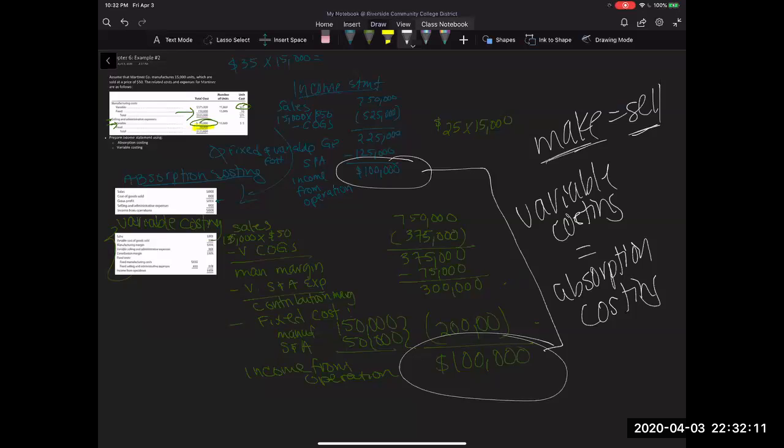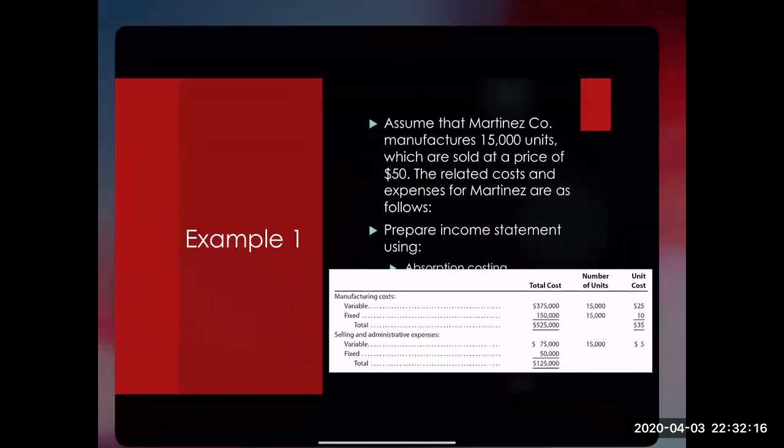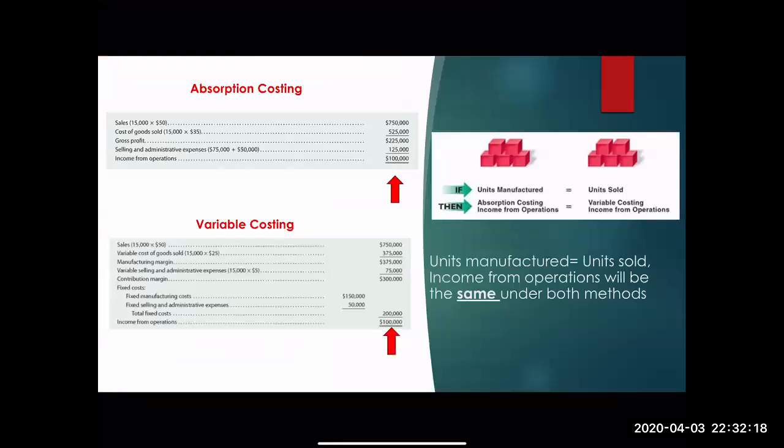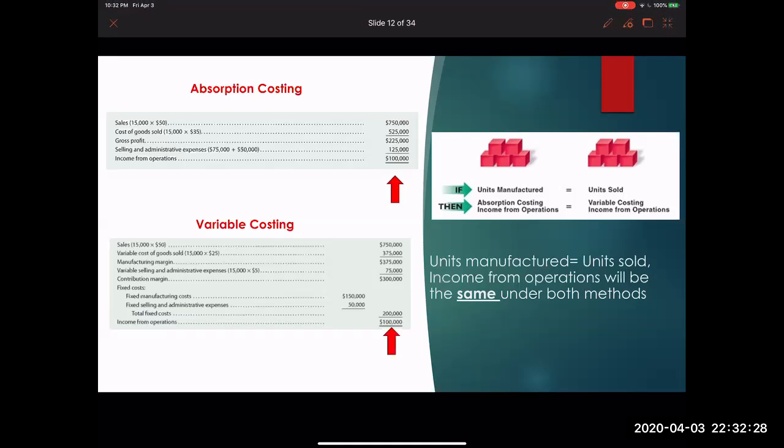Okay, so I'm going to switch really quick and show you the slides. So here, again, when the units you manufacture equals the units you sold, income from operation is the same under both methods. Here's your 100,000 and here's your 100,000. Okay, so with that, I'm going to end this video, and then I'm going to show you another example, which is scenario number 2.